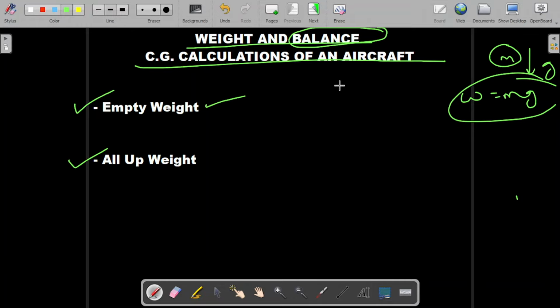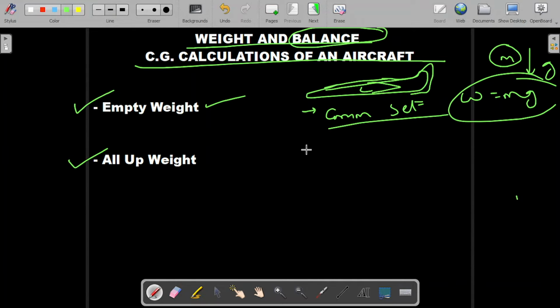Empty weight: let's say an aircraft is coming out of manufacturing. There are objects which are fitted on the aircraft which will not be removed in future when the aircraft is going for a specific mission. The same goes for the helicopter. Some objects, I'll just give examples, like the comm set. Whatever mission the aircraft is going on, this will never be removed. If there is a radar fitted, it will not be removed.